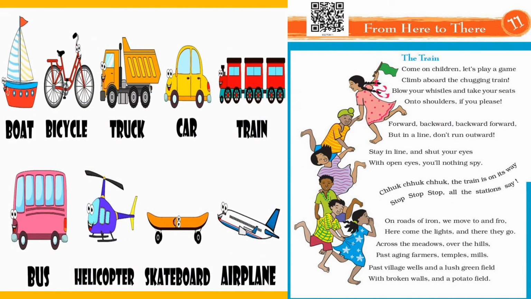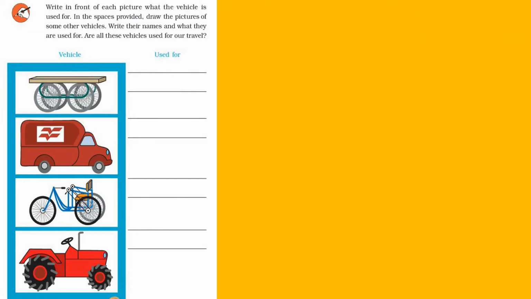In the previous video, we have discussed so many things about the transports. So today, we will discuss and attempt the textual exercise that is given in your textbook. Now students, open the page number 73 of your book. Here is the question, write in front of each picture what the vehicle is used for and draw the pictures of some other vehicles. Here the first vehicle is handcart.